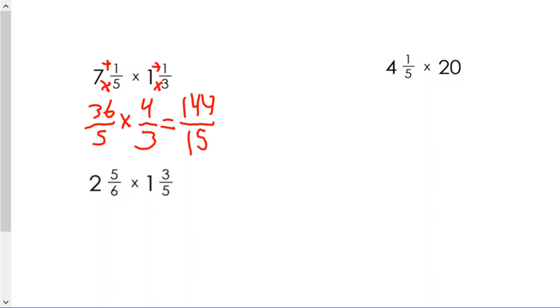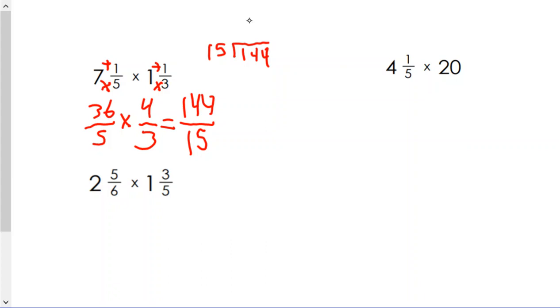All right, and then I like to return this back to a mixed number. In order to do that, we need to divide 144 by 15. In order to figure out how many times 15 goes into 144, if we did 10, that would be 150, so that's too many. So we can do 9, because we know that it would be less than 144.